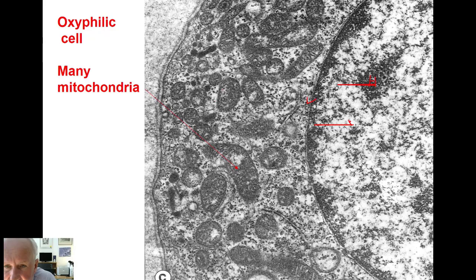And you see how many mitochondria, with cristae, are present in the cytoplasm of the oxyphilic cell. How many mitochondria are present here? So you see the rough endoplasmic reticulum is not dominant. So the cytoplasm is typically eosinophilic, typically nicely eosinophilic.